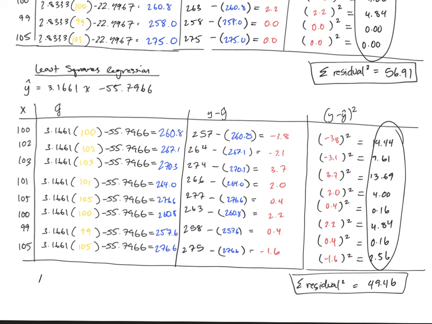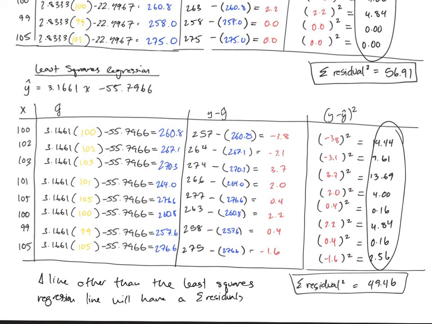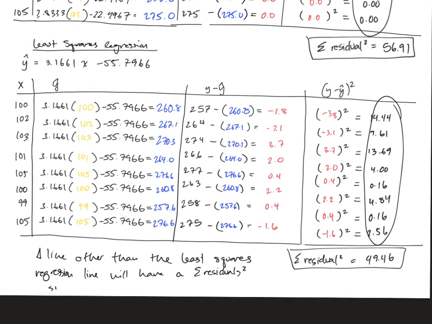So let's write this out. A line other than the least squares regression line will have a sum of residuals squared greater than 49.46 for this problem here.